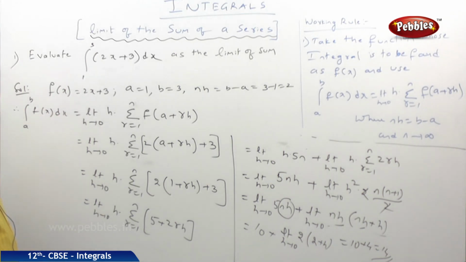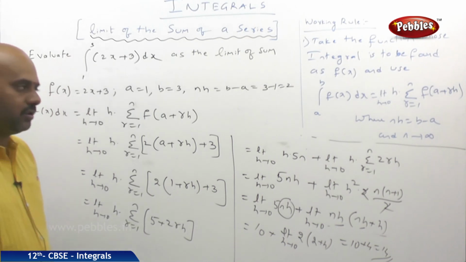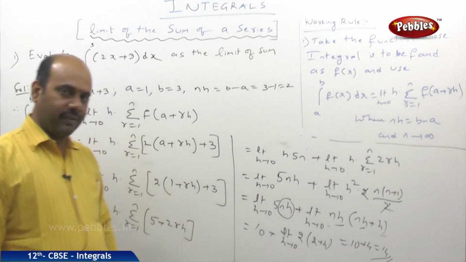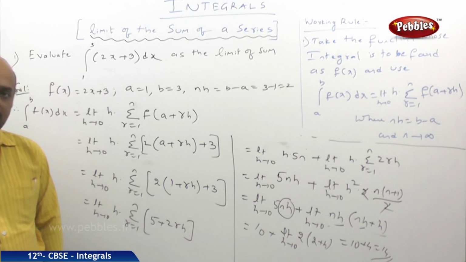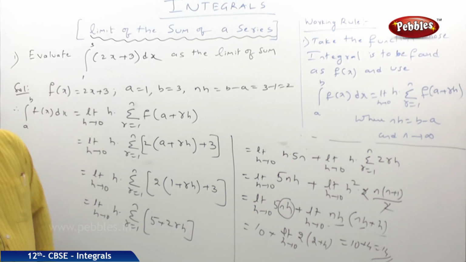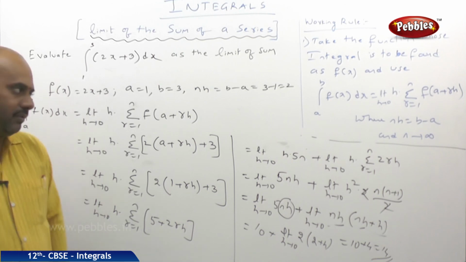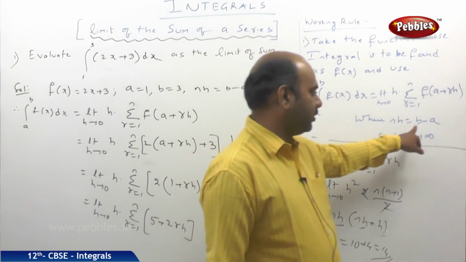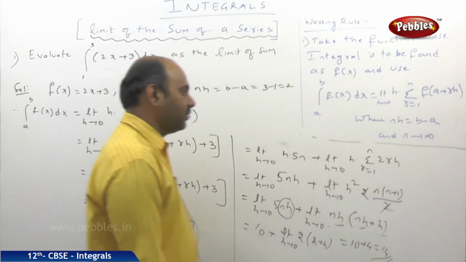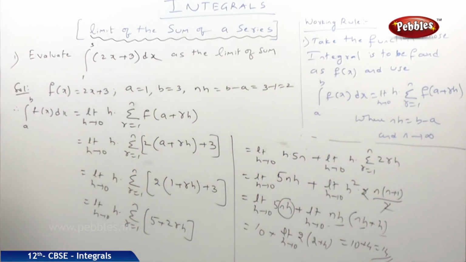Once again I am repeating, we need to consider the function whose integral is to be found as f of x, and we need to apply the formula: integral a to b f of x dx is equal to limit h tends to 0 h into summation r is equal to 1 to n f of a plus rh, where nh is equal to b minus a and n is always tending to infinity.